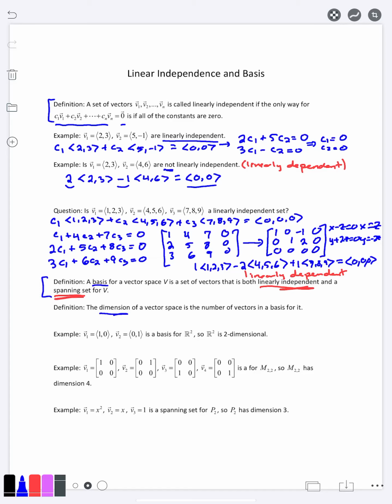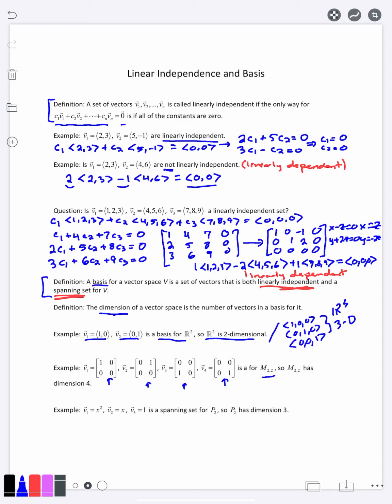So for R2, the set 1, 0, 0, 1 is a basis. In fact, it's called the standard basis. That means R2 is two-dimensional. That's why the 2 is there. If you wanted to do R3, that would be 1, 0, 0, 0, 1, 0, 0, 0, 1. And that means that R3 is going to be three-dimensional, or 3D. If I look at 2 by 2 matrices, this is going to be your standard basis for it, these four matrices here. Therefore, M2 by 2 has dimension 4.